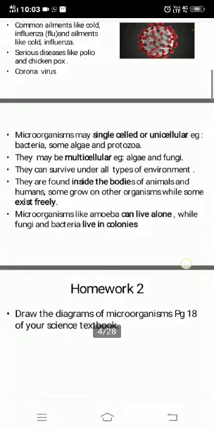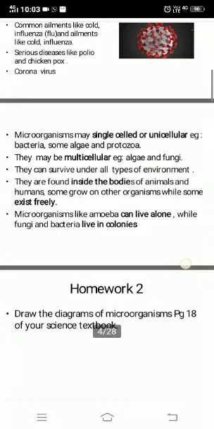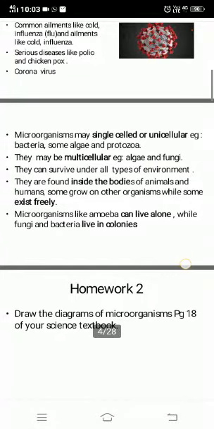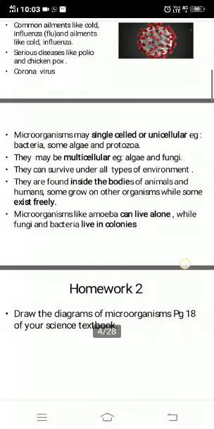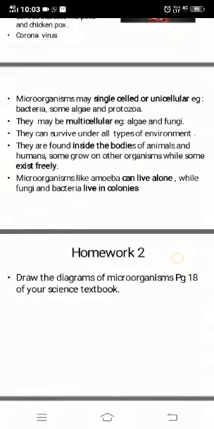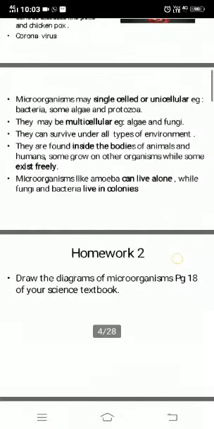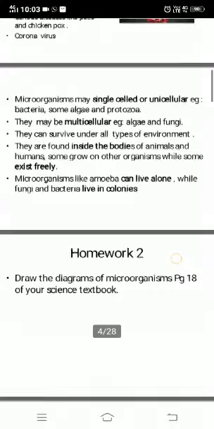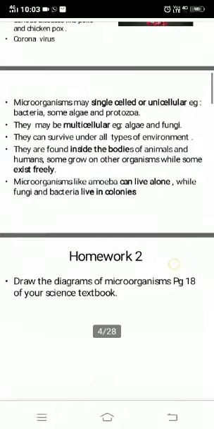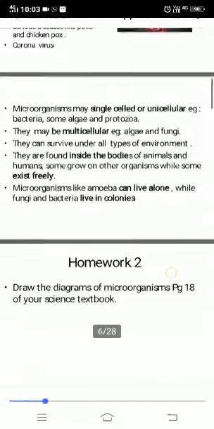Now these microorganisms can survive in all types of environment. They may be found inside the body of animals or humans, or they may grow outside freely also. They can survive in any environment, too cold or too hot. Microorganisms like amoeba can live alone, while fungi and bacteria live in colonies. Amoeba, you have studied in 7th standard, it changes its shape. It can live alone. While fungi, mushrooms, you have seen, live in colonies. Yeast also lives in colonies. So these are the main features of microorganisms.